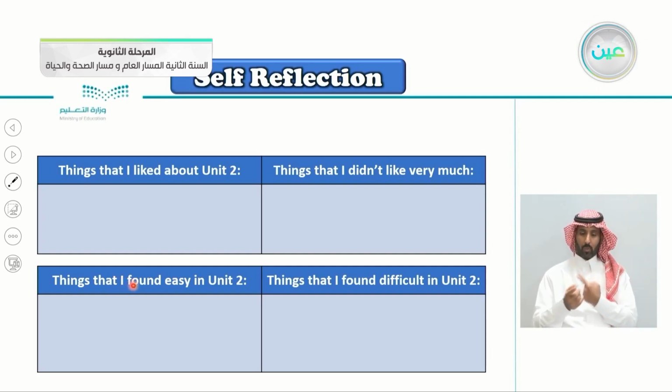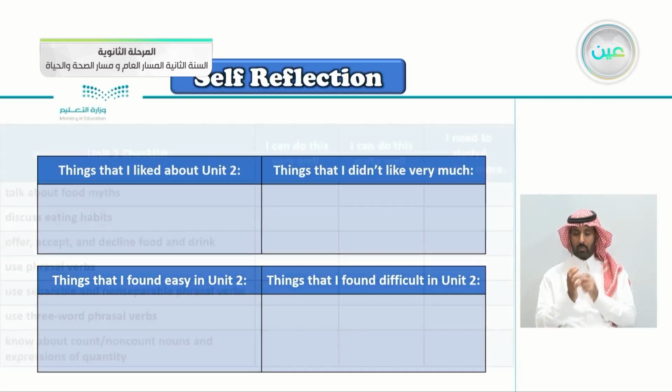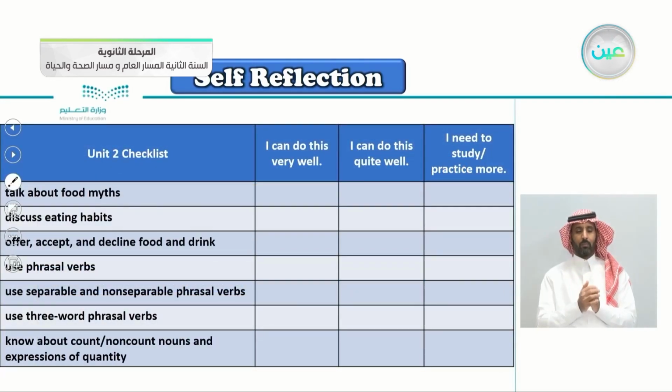So what lessons do you find easy in Unit 2, maybe the theme itself, the reading lesson, and so on, and things that you find difficult, maybe the grammar or the form, meaning, and function. And here is a checklist to get more details. Checklist for Unit 2. Things that you do very well. So things that are easy for you, things that you do quite well, and things that you need to practice more and study more.